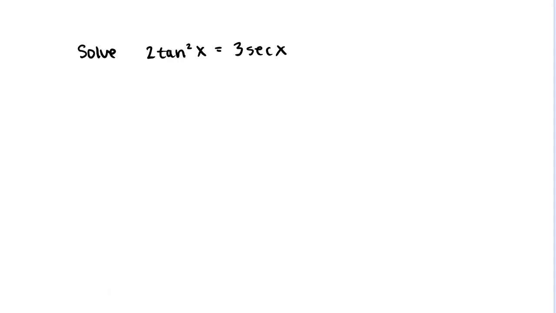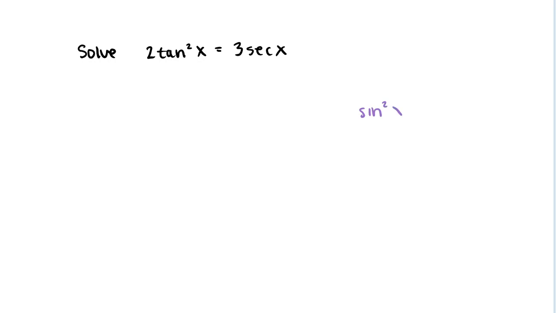Now let's take a look at one last example. We have 2 times tangent squared of x is equal to 3 times secant of x. And again, we're dealing with an equation involving multiple kinds of trigonometric functions. And so here we can use an identity to try and remedy this. And the most frequent identity that we'll use when it comes to trying to solve these trigonometric equations is the Pythagorean identity. And here we're not dealing with sine and cosine, but maybe let's start there.